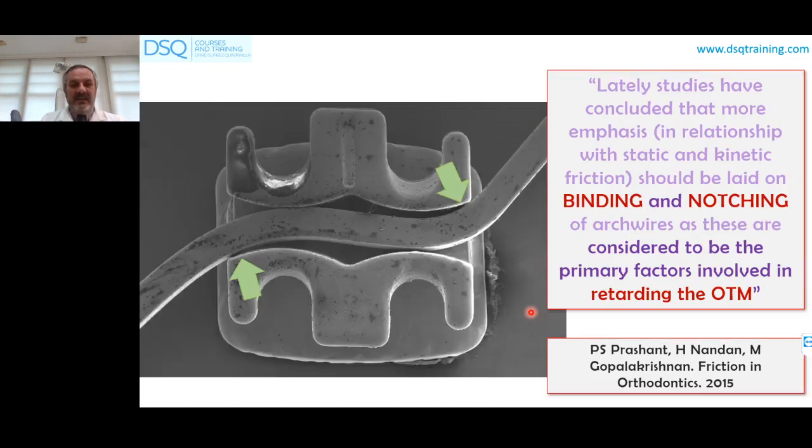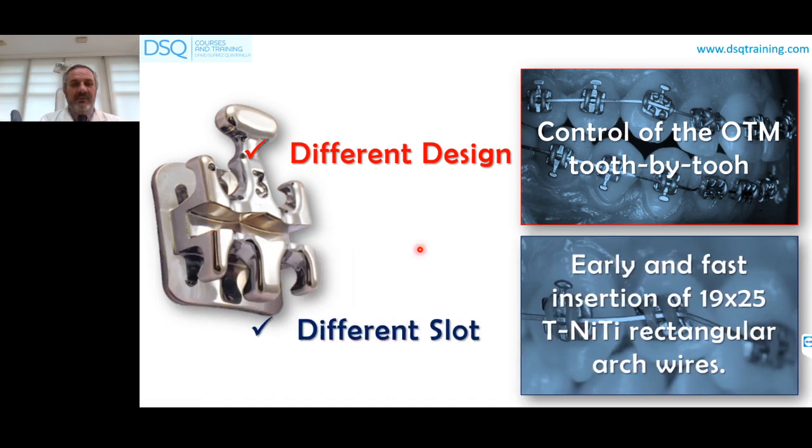You can see in these photos with electron microscope the excellent adaptation of the 90 by 25 superelastic wires to the inner part of the slot of the Scenery. This is a very, very good and nice picture to understand the advantages. The control of orthodontic tooth movement, tooth by tooth, only by changing the ligature, and the possibility of diminishing the treatment time, thanks to the early and fast insertion of the 90 by 25 nickel-titanium rectangular archwires.